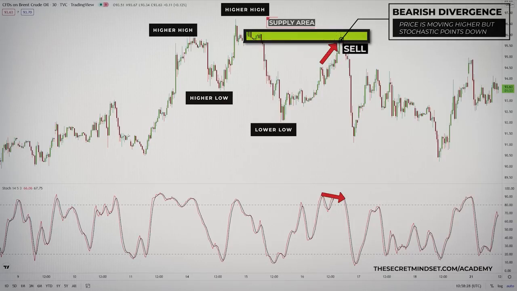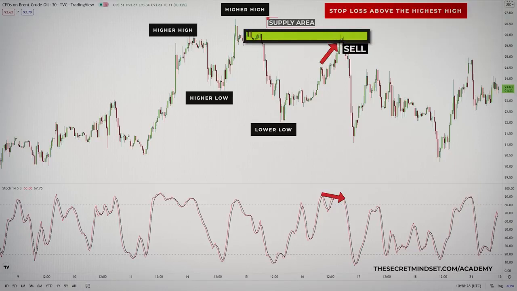So a sell entry here is a high probability trade with an excellent risk-to-reward ratio. The protective stop loss goes above the last higher high, and the take profit near the first valley, and the second target at this low.